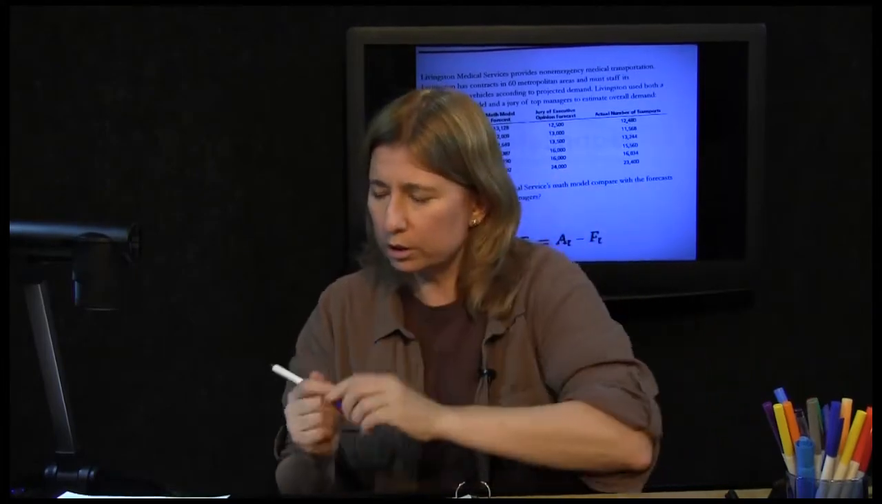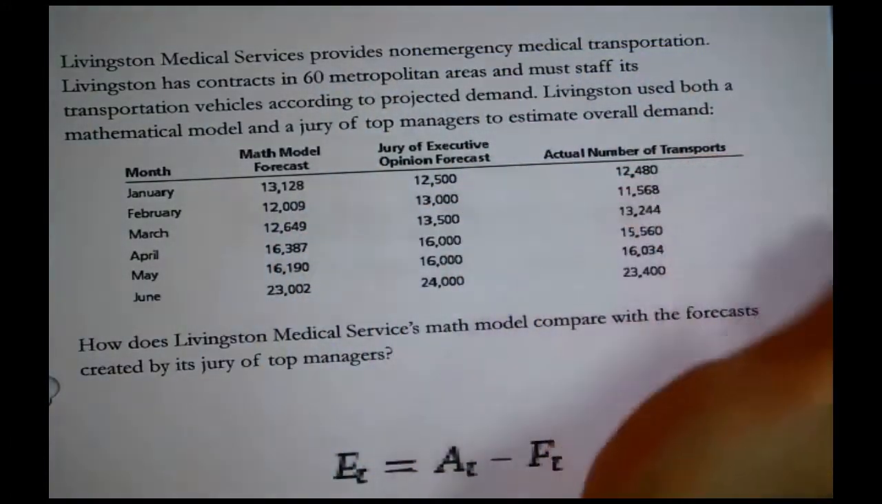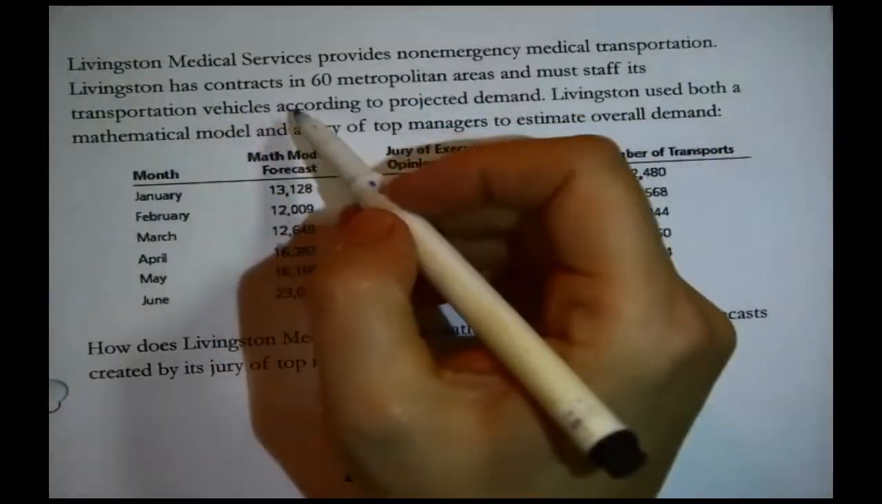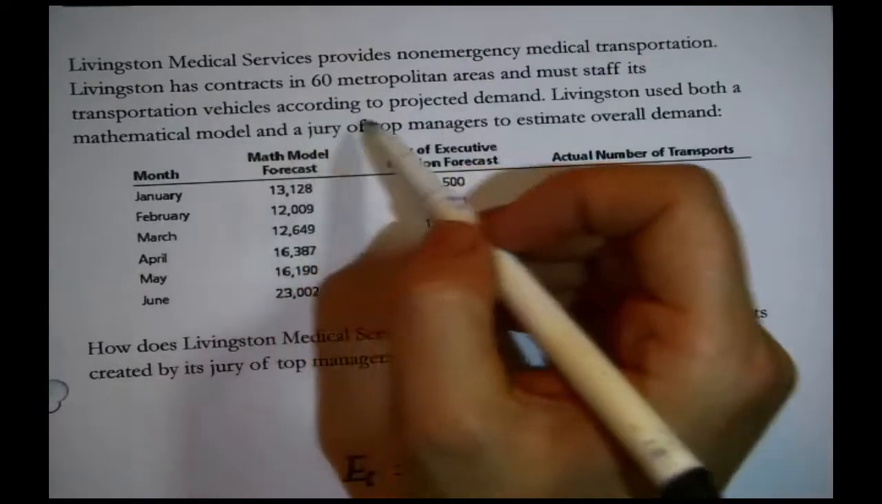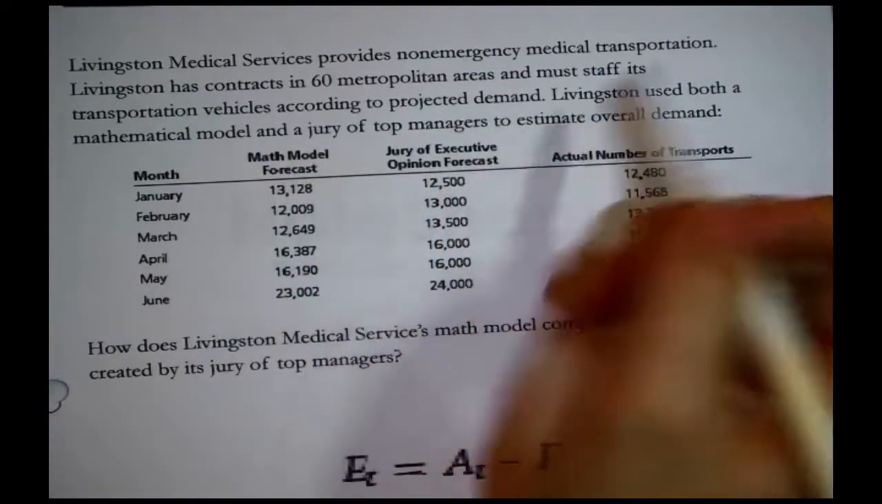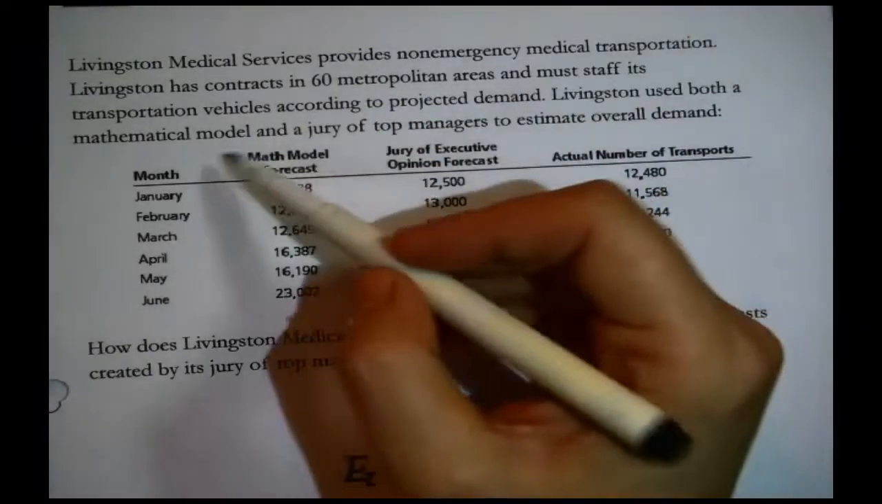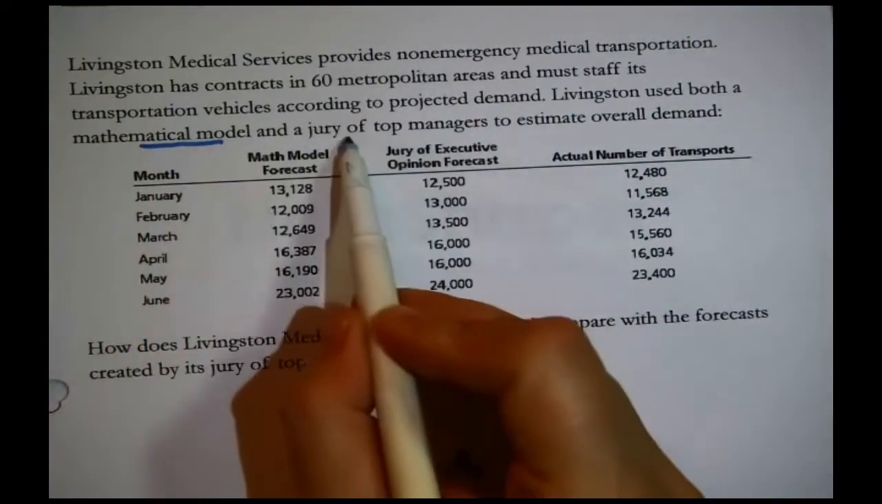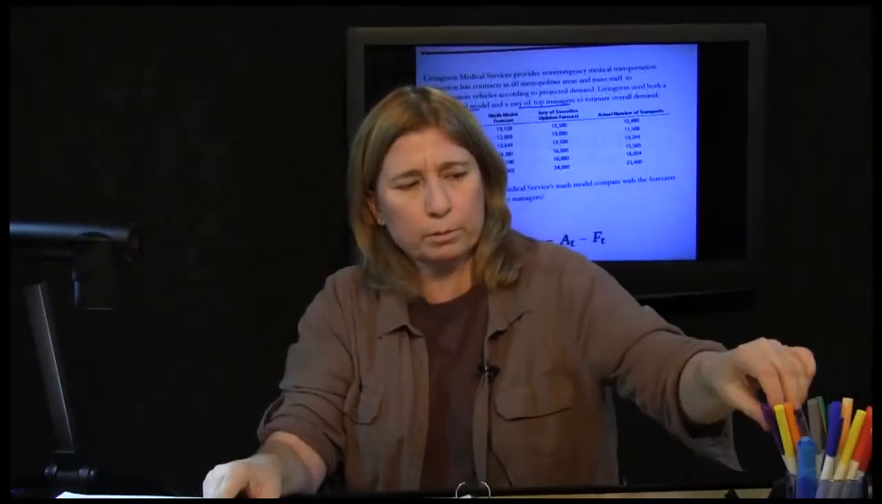Let's take a look. Livingston Medical Services provides non-emergency medical transportation. Livingston contracts with 60 metropolitan areas and must staff its transportation vehicles according to projected demand. That's why it needs a forecast. Livingston used both a mathematical model and a jury of top managers to estimate overall demand. This is what I mean.